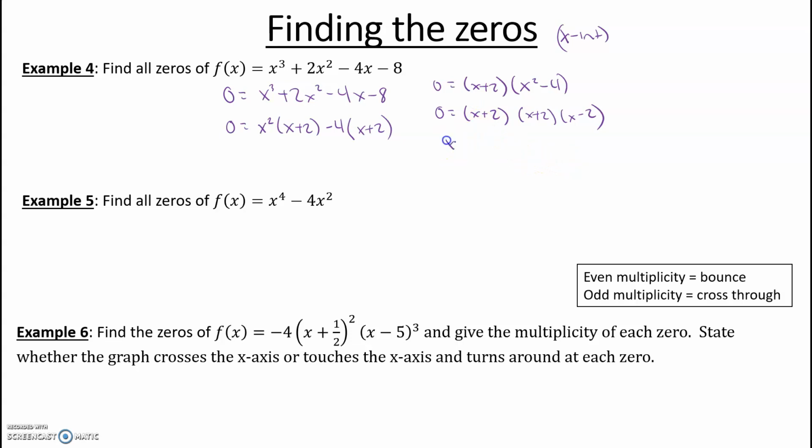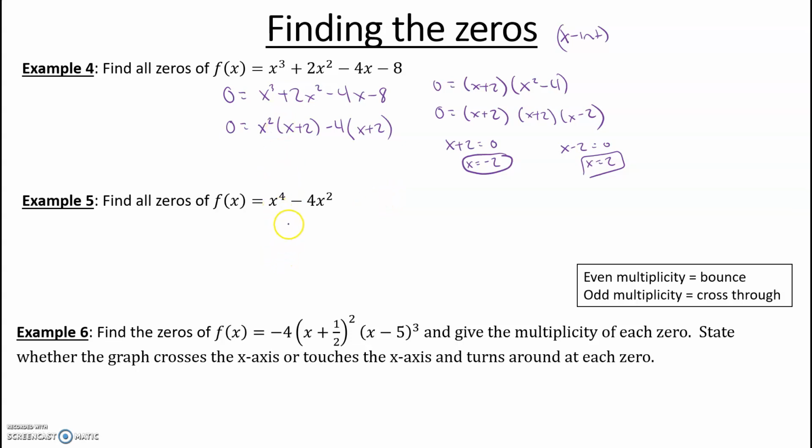So remember, x plus 2 can equal 0. X equals -2. Or x minus 2 can equal 0. X equals 2. So there's our two answers, plus or minus 2.